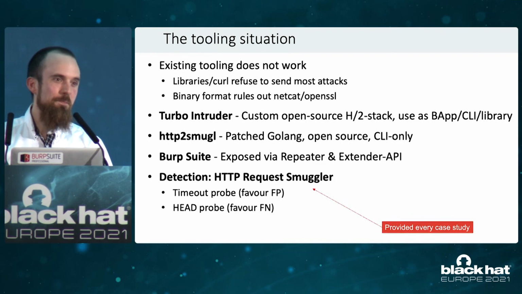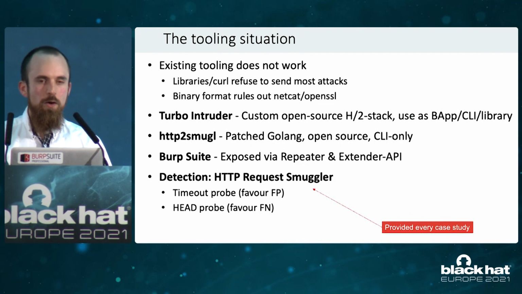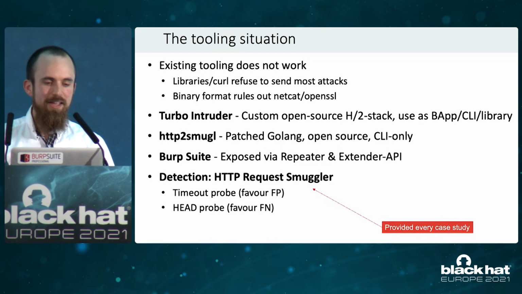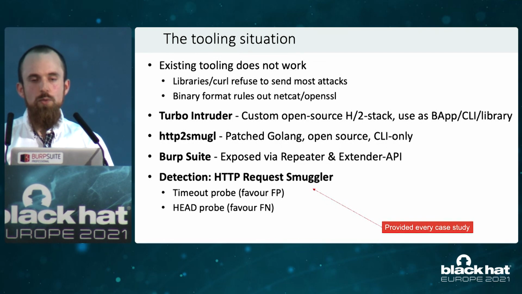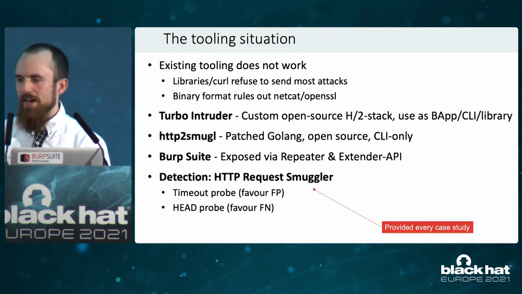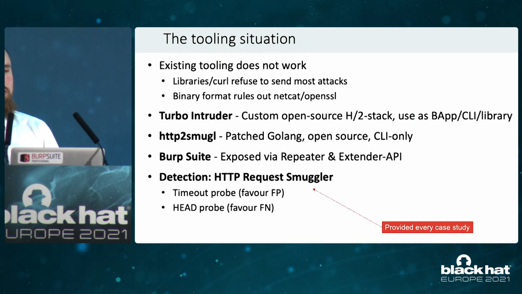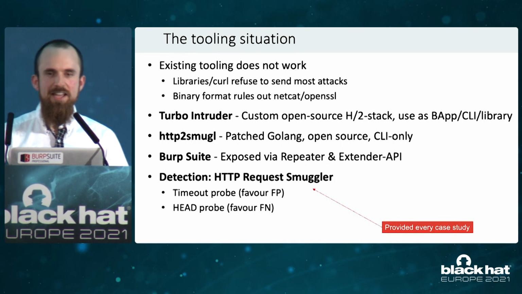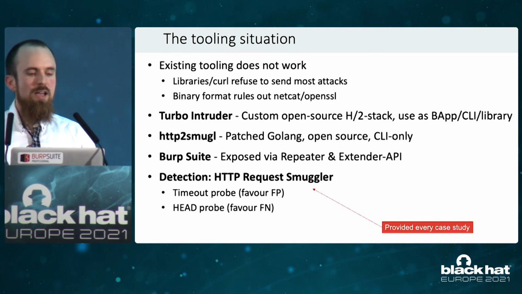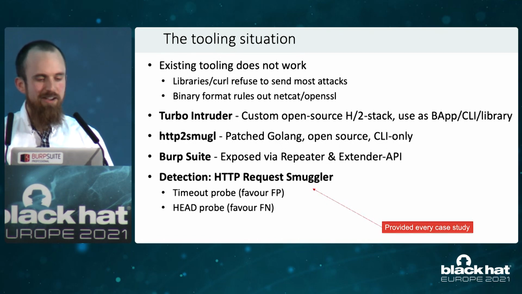The tooling situation is also a bit of a mess. Basically, existing tooling doesn't work because libraries will refuse to send the kind of malformed requests that we need to send for these attacks. And HTTP 1.1 had that issue too, but you could fall back to using things like Netcat and OpenSSL. But because HTTP2 is a binary protocol, that's wildly impractical.